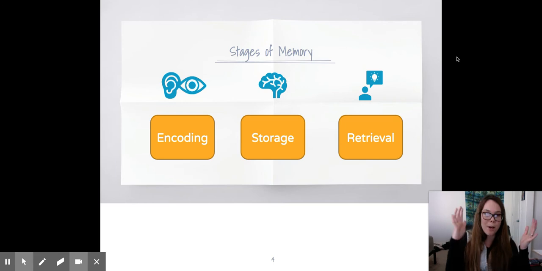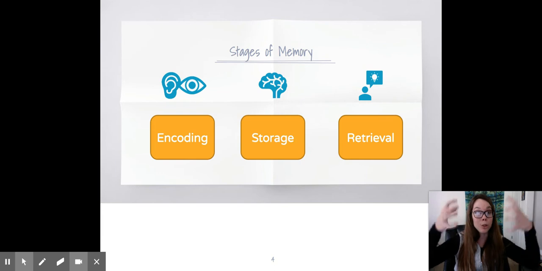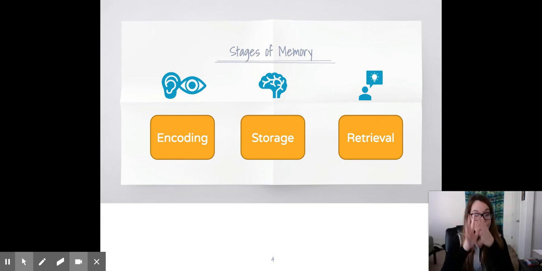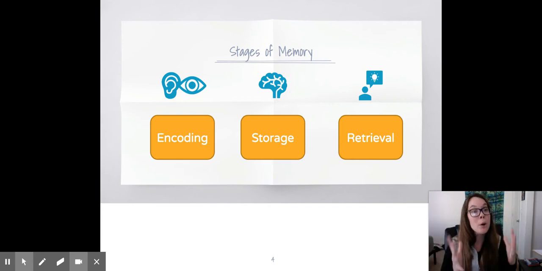So stages of memory. When we think of this memory model, there's three parts. There's the encoding, where the information is coming at us, where we're learning it. There's the storage section, so there's encoding, and then we have to store it in our brains. And then the hardest part is the retrieval, bringing it back out, right? So encoding, storage, and then retrieval, retrieving the information back out, okay?